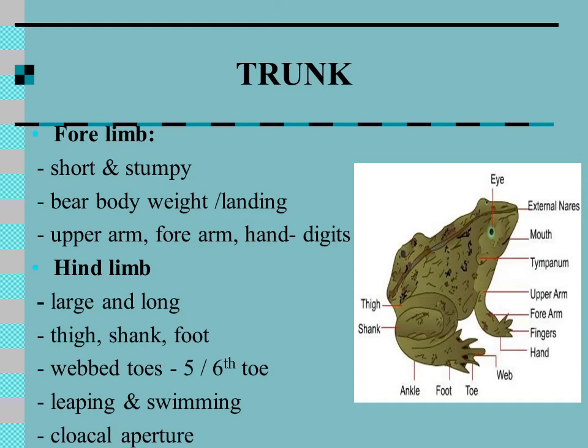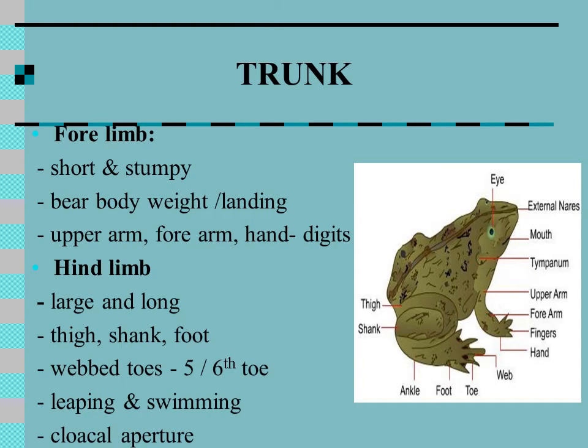Here there are 5 webbed toes plus one small, pointed finger, which is known as the 6th toe. This web arrangement helps for leaping as well as for swimming. Leaping means it is used to jump, right? So it is for leaping as well as for swimming.